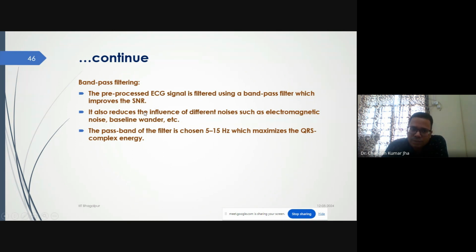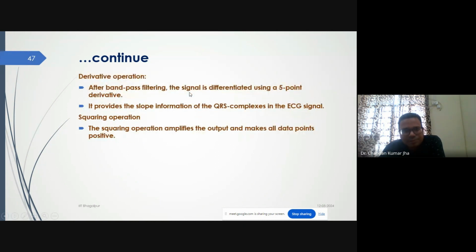Suppose bandpass filtering: it is used to improve the SNR, and it also removes the different electromagnetic and baseline wandering noises. The bandpass filter range has been chosen here as 5 to 15 hertz, which maximizes the QRS complex energy. So that is the significance of the bandpass filtering.